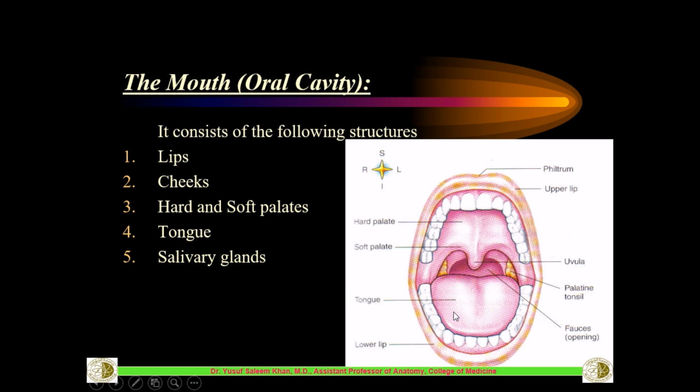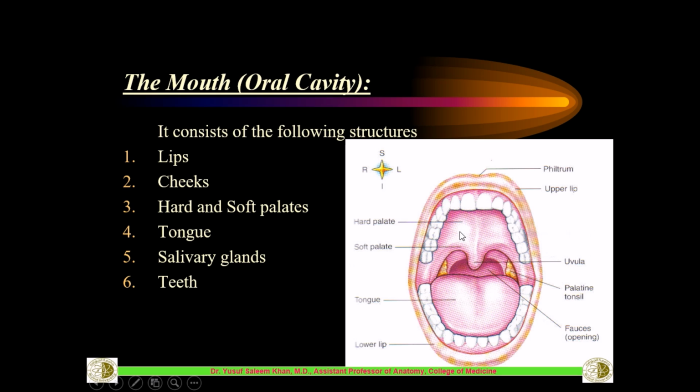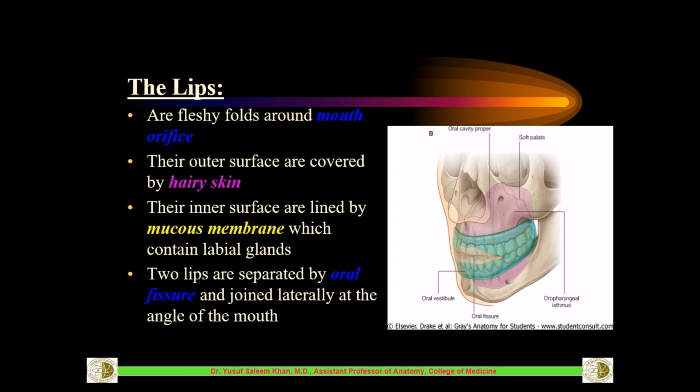So these are some of the structures within the mouth or the oral cavity, and along with that we have the 32 teeth. To begin with the lip, these are nothing but the fleshy folds around the mouth orifice. Orifice means opening. So around the opening of the mouth, we have a fleshy structure made up mainly of muscles and covered by the skin and the mucous membrane.